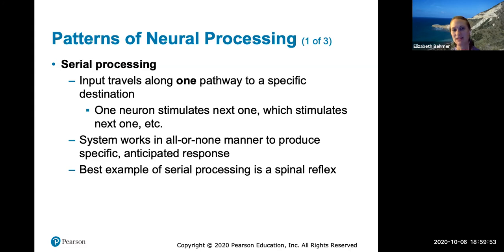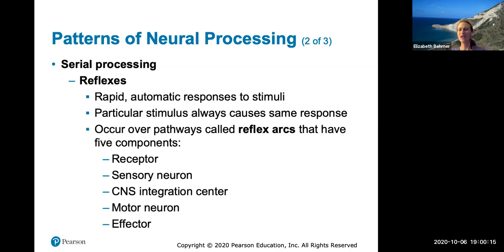Serial processing is when the input travels along one pathway to a specific destination. So usually one neuron stimulates the next one, which stimulates the next one. The system will work in an all or none manner to produce specific anticipated responses. And a best example of serial processing is a spinal reflex. And a reflex, these are very interesting. They are involved in what we call a reflex arc. A reflex is a rapid automatic response to some sort of stimuli. There are particular stimuli that always cause the same response.